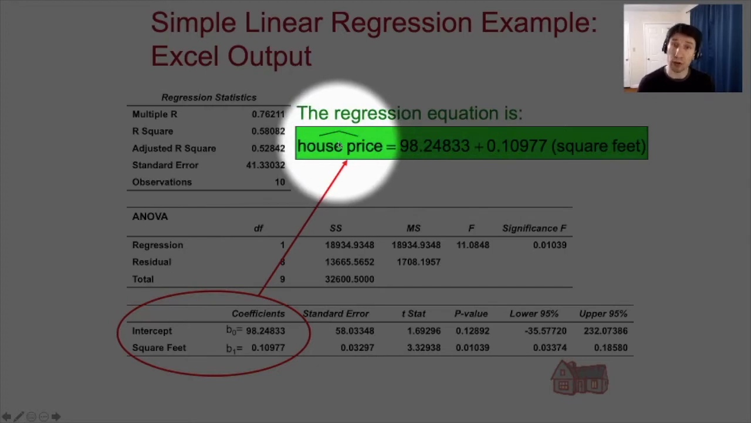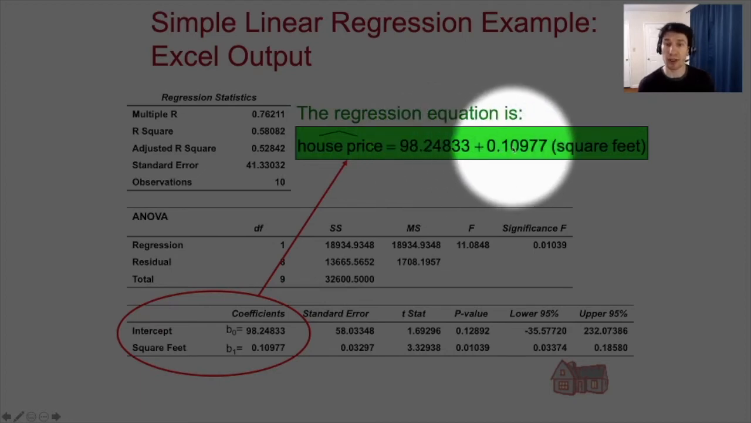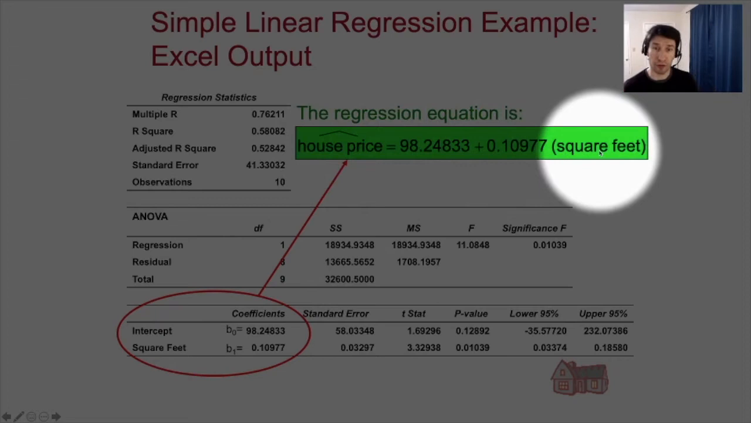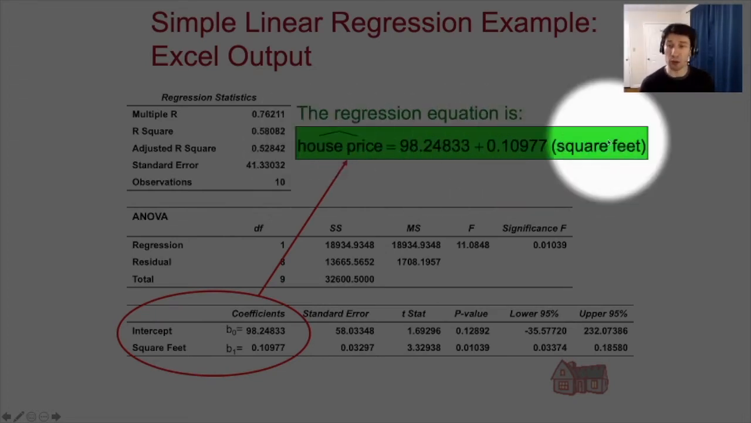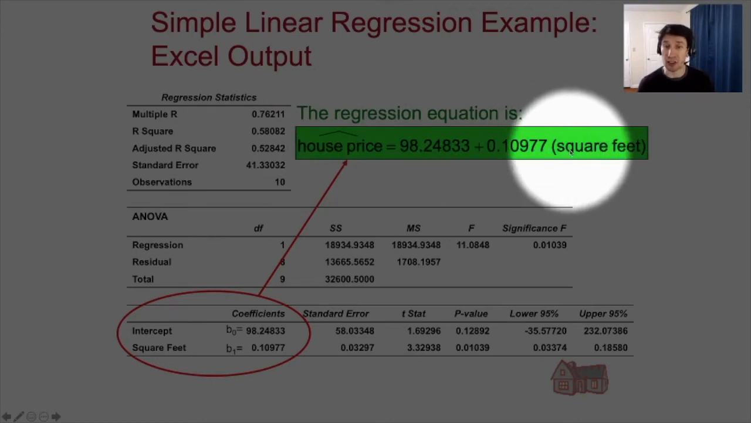We get that the house price can be estimated with the equation 98.24, that's the intercept, plus 0.1097 times the square footage. This is our linear regression that estimates the price of a house given its square footage.